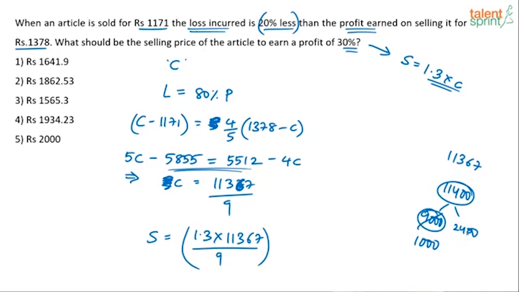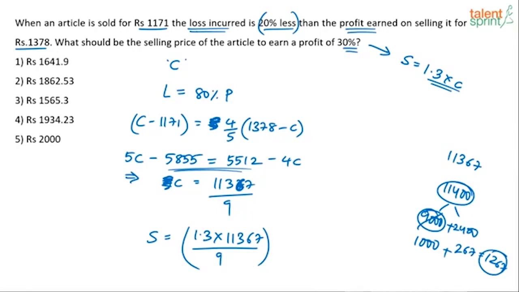2,400 by 9. See, 1,800 by 9 is 200. 2,400 by 9 will be 260, 267, somewhere in that range. Yes or no? You understand? 2,400 by 9, 24 by 9 basically, it's like 8 by 3. 8 by 3 you know is 2.66. So 267. So basically roughly about 1,000 plus 267. You understand? This is 1267. What is 1267? Approximate calculation of 11,367 by 9.